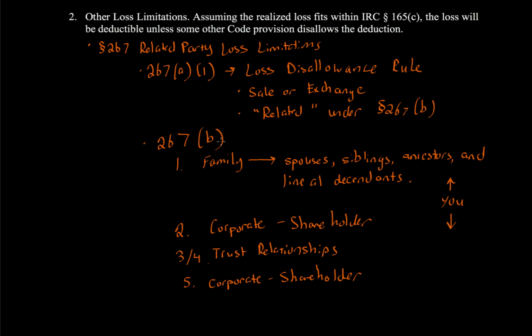So if you do have a related party, and again, there's a sale or exchange between the related parties, and any of the parties has a loss, that loss is going to be disallowed.